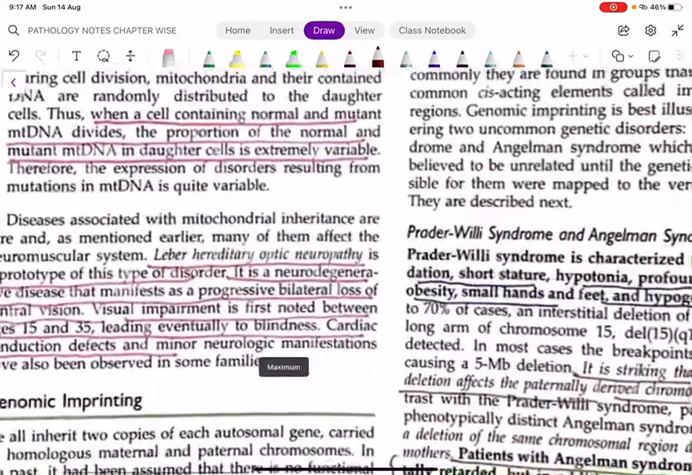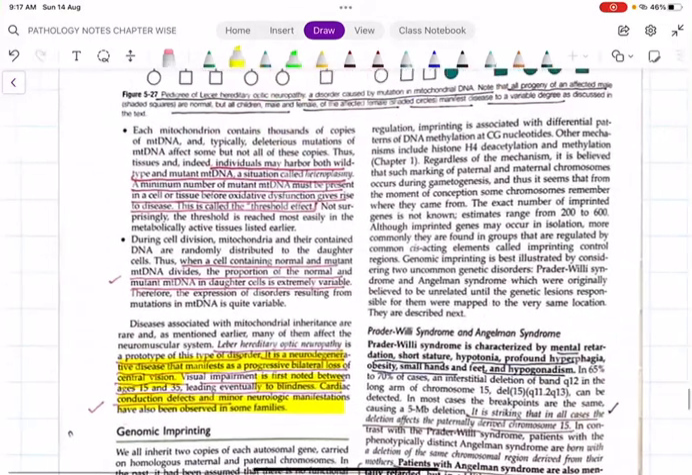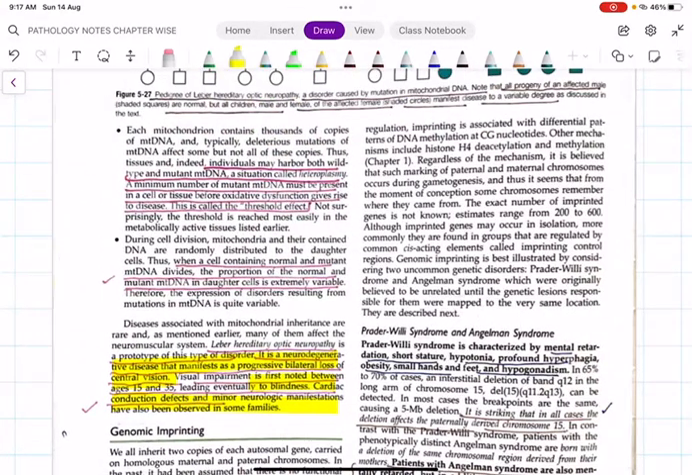Leber's hereditary optic neuropathy is nothing else but a neurodegenerative disorder. There will be progressive bilateral loss of central vision. Finally, blindness will be there. Even cardiac conduction defects and minor neurological abnormalities will also be present. Then, what do you mean by heteroplasmy? That means in mitochondrial disorders, the individuals will have both the wild type as well as the mutant type of DNA. Since two different types of mitochondrial DNA are present, that condition is what we call heteroplasmy.